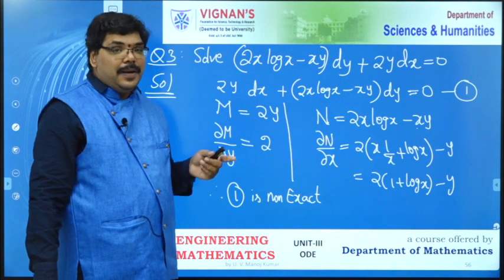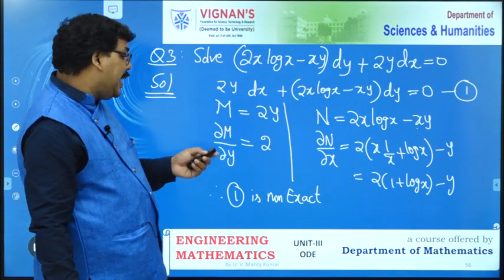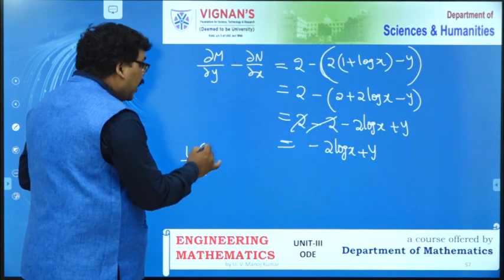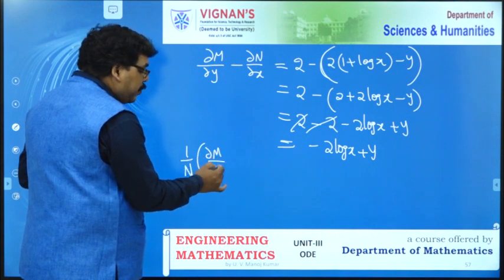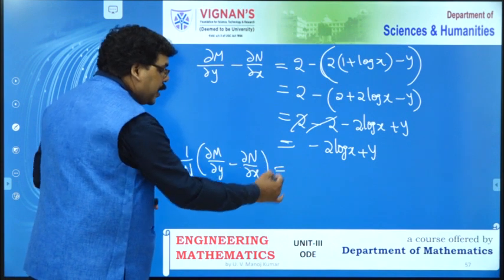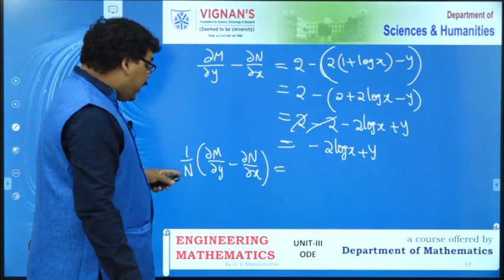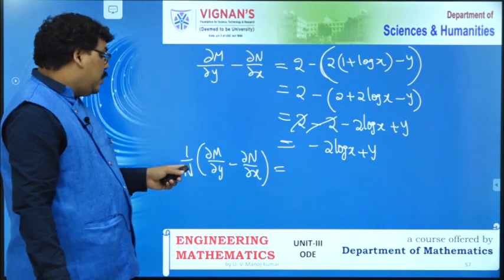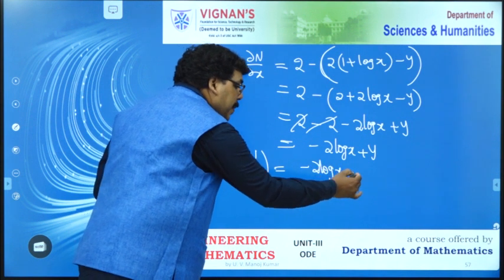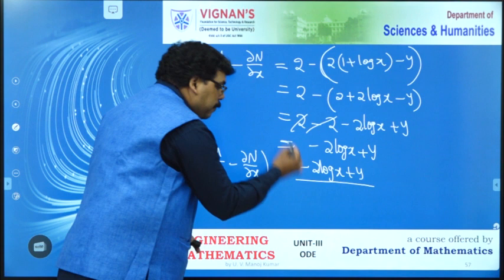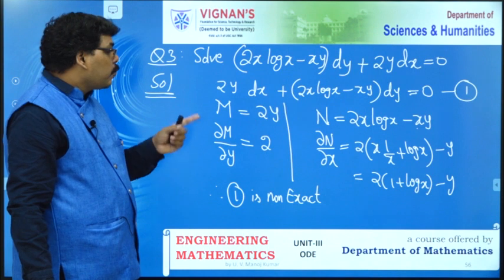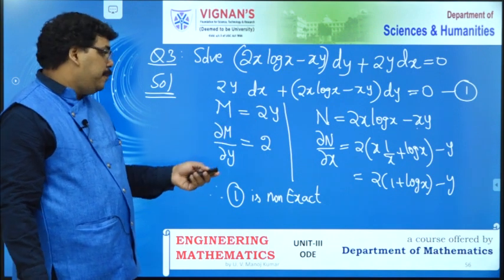I am dividing with n. So 1 by n into dou m by dou y minus dou n by dou x equals, dividing with n, minus 2 log x plus y divided by, what is n? 2x log x minus xy.